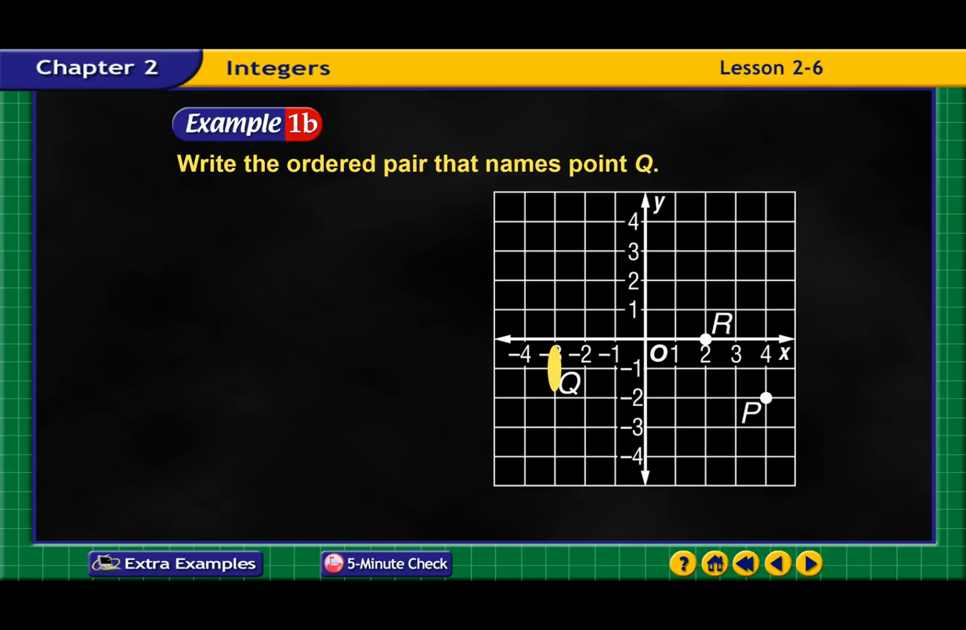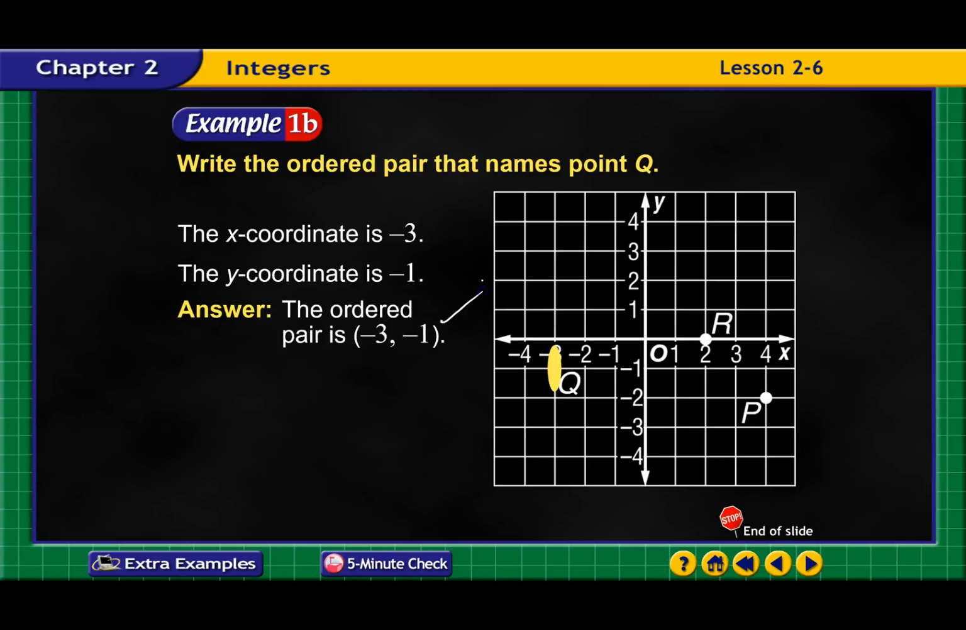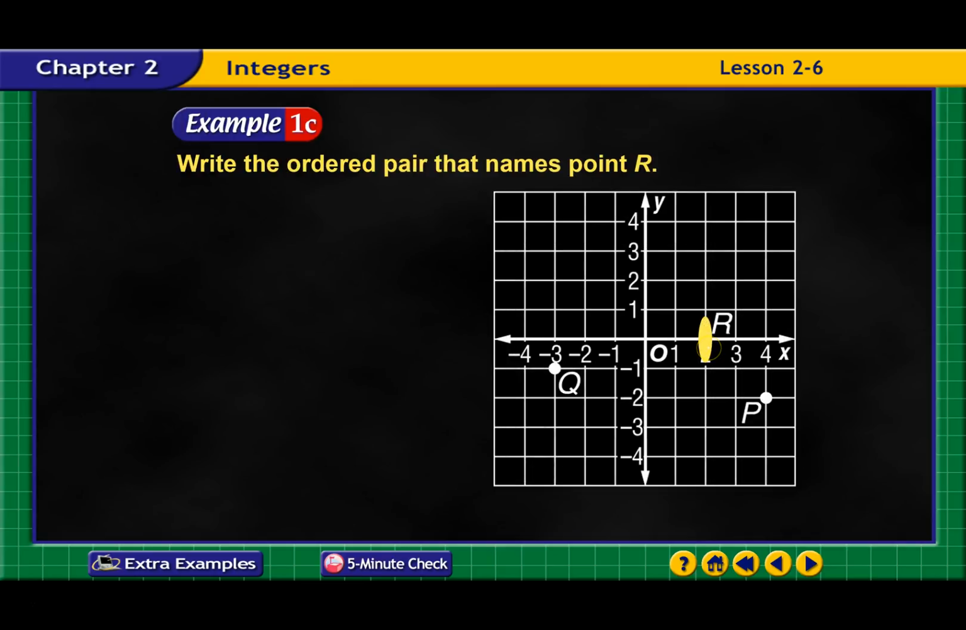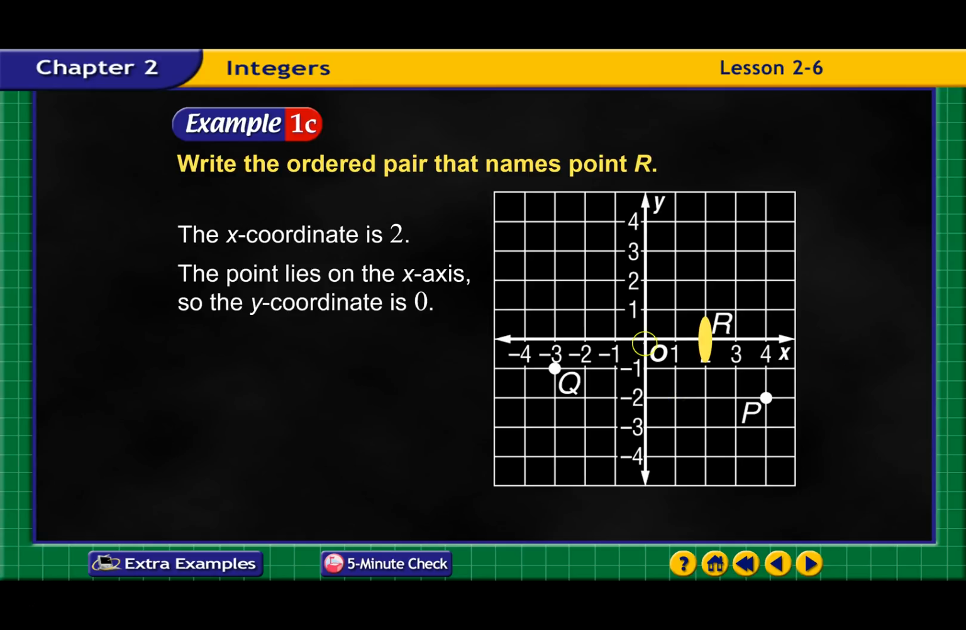All right, point Q is over on the left. For the x coordinate, I start at the origin, 1, 2, 3. To the left is going to be negative, so -3. Looks like I go down 1, so it's a -1. So down is negative, up is positive. My coordinate is going to be -3, -1. All right, point R. It looks like I go over to the right two spaces, 1, 2. And it doesn't go up or down, so that means the y is going to be 0. It just stays on that axis there. So my coordinates for this are going to be 2, 0.